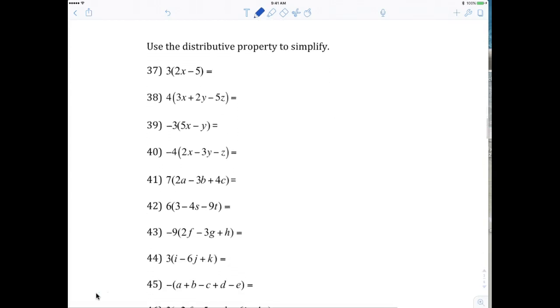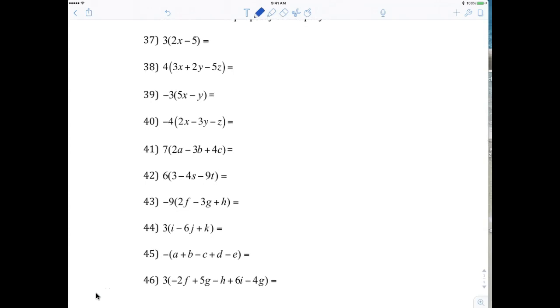All right. Now let's scroll forward. I don't really think this is necessary. I'm gonna give you like 5 minutes to do all these. Got it. All right. Now, does anybody need me to review the distributive property?